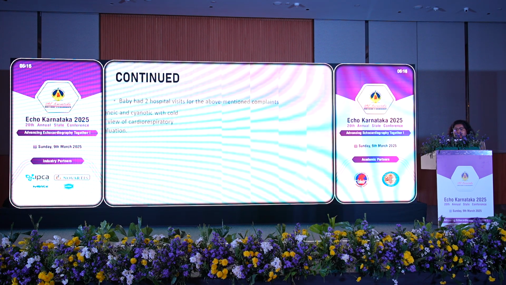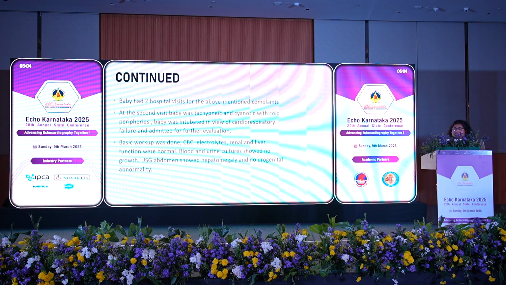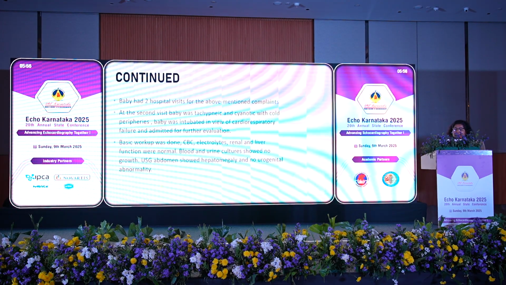And at the second visit, the baby was tachypneic and cyanotic with cold peripheries, and the baby was intubated in view of cardiorespiratory failure and admitted for further evaluation. A basic workup was done where the CBC, electrolytes, renal and liver function were normal. The blood and urine cultures done there later showed no growth, and the USG abdomen showed a hepatomegaly and no urogenital abnormalities.